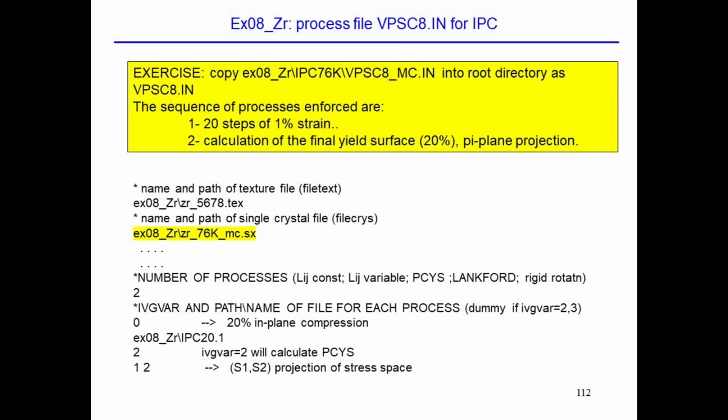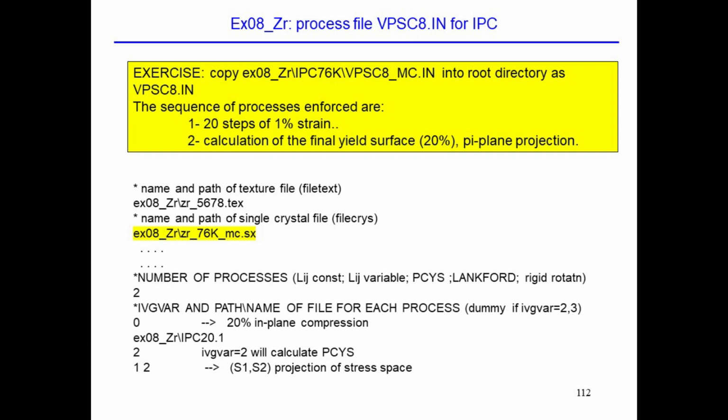This is the file that we are going to be using for a single crystal. This texture is the texture that I showed before. So we have 2 processes in this simulation. One is uniform strain rate, in this file in-plane compression 20% in direction 1, and then the next process, type 2, is the calculation of a yield surface, and the components of the yield surface are going to be the components sigma 1 and sigma 2, which is the p-plane projection of the yield surface.